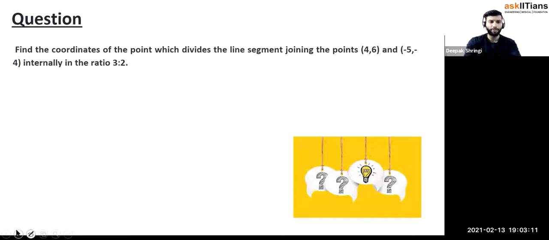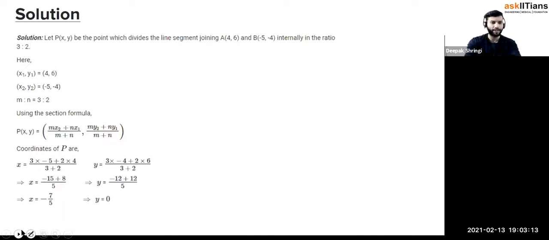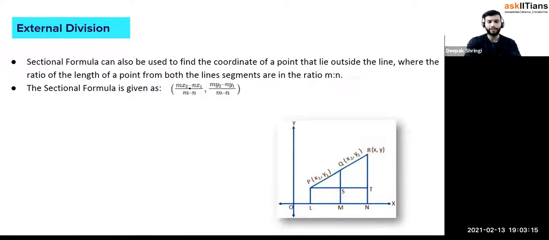At the place of plus, you will put minus, it will become external. Look, I told you the external formula here. At the place of plus, what did they do? Just put the minus and it becomes external, right? Earlier, it was mx2 plus nx1 over m plus n. Here minus has come, that's the only change.